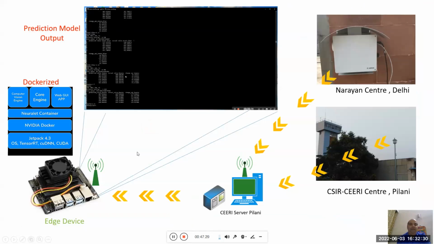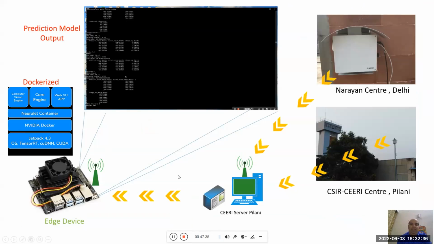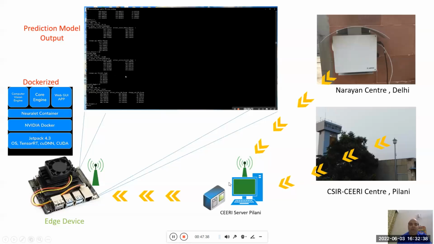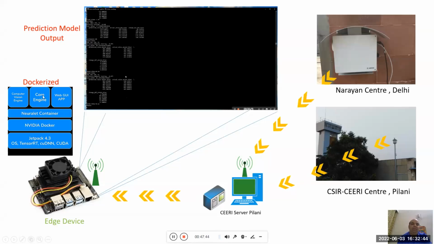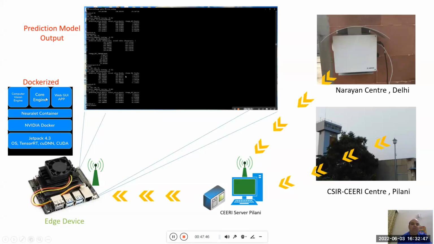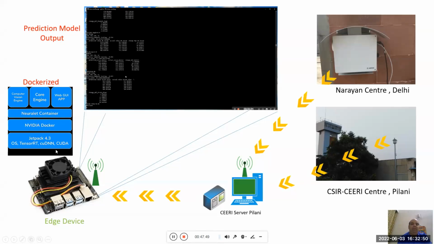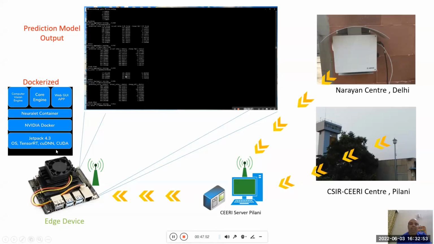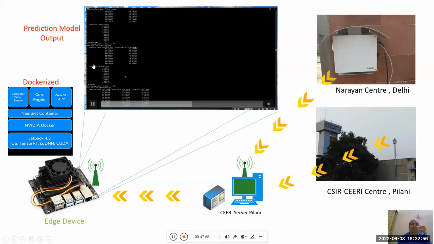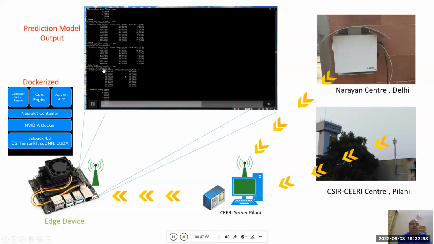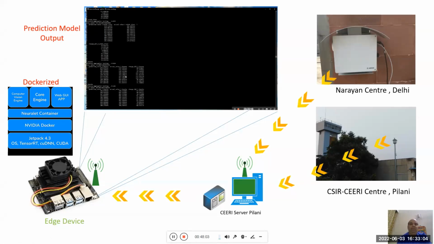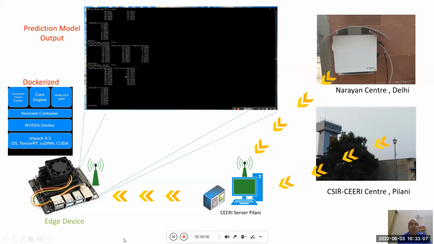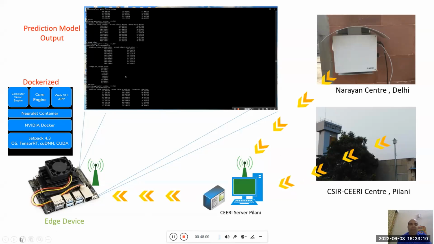And then this is the working model where we have used Jetson Nano as our edge device, and you can see here we are fetching data from these static nodes as well as the participatory nodes. This video shows that everything we have done is in a dockerized form, so that it can be ported and deployed quickly. This is a prediction model showing the output, and after the prediction, numeric values plot the final graphs for individual participatory nodes who are contributing data to the server at Pilani.